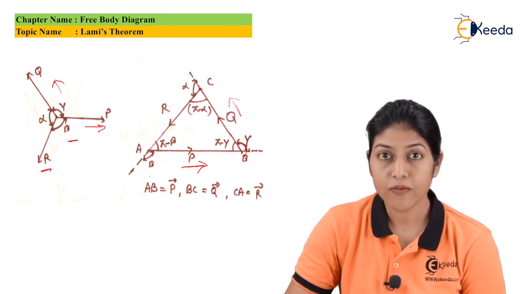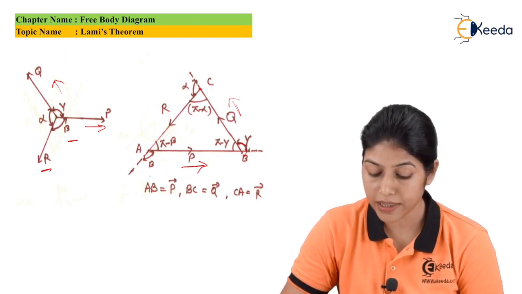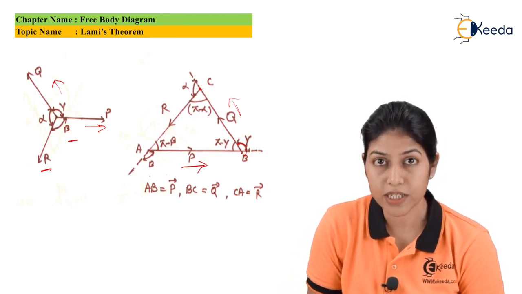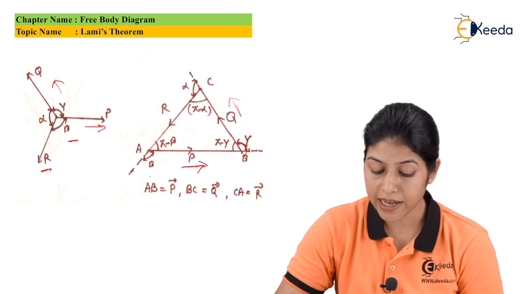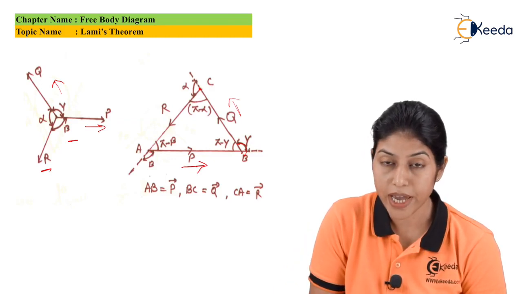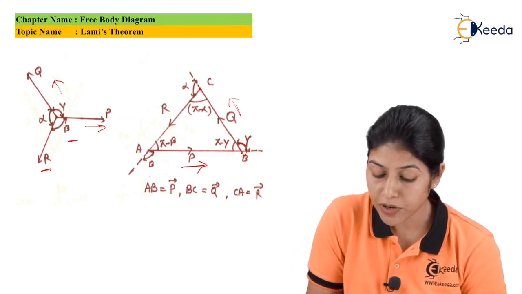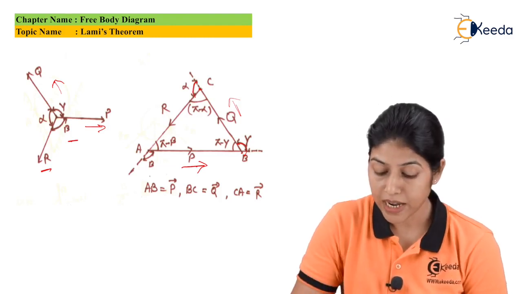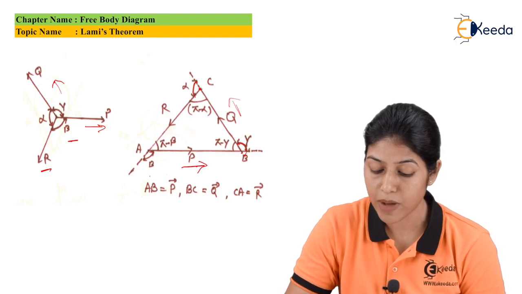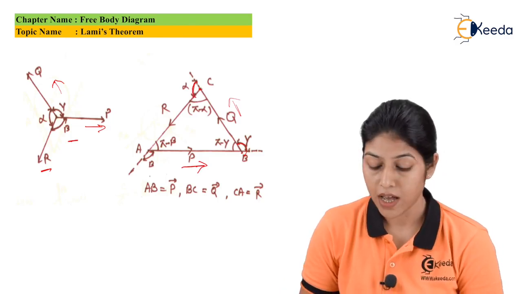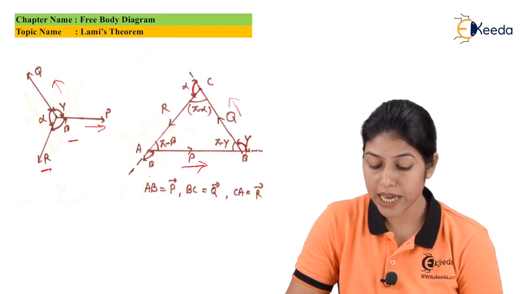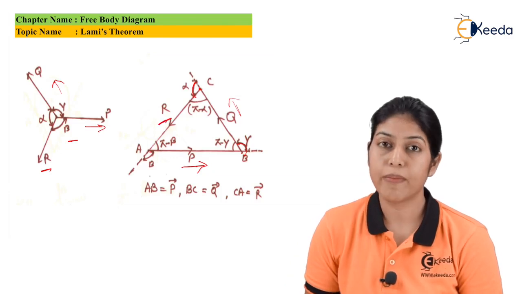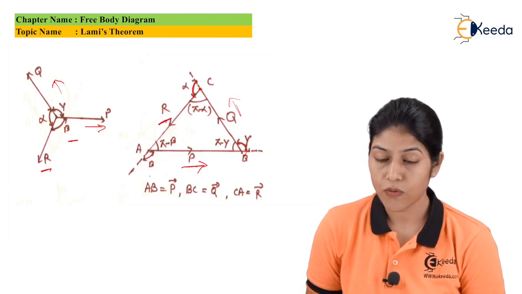So from point C, we will draw a force R in the direction of R from this diagram, and the angle is given here between Q and R. This particular angle is representing the angle between Q and R, and this angle is alpha, so we will mark this angle as alpha, and this CA is representing the magnitude and direction of force R.